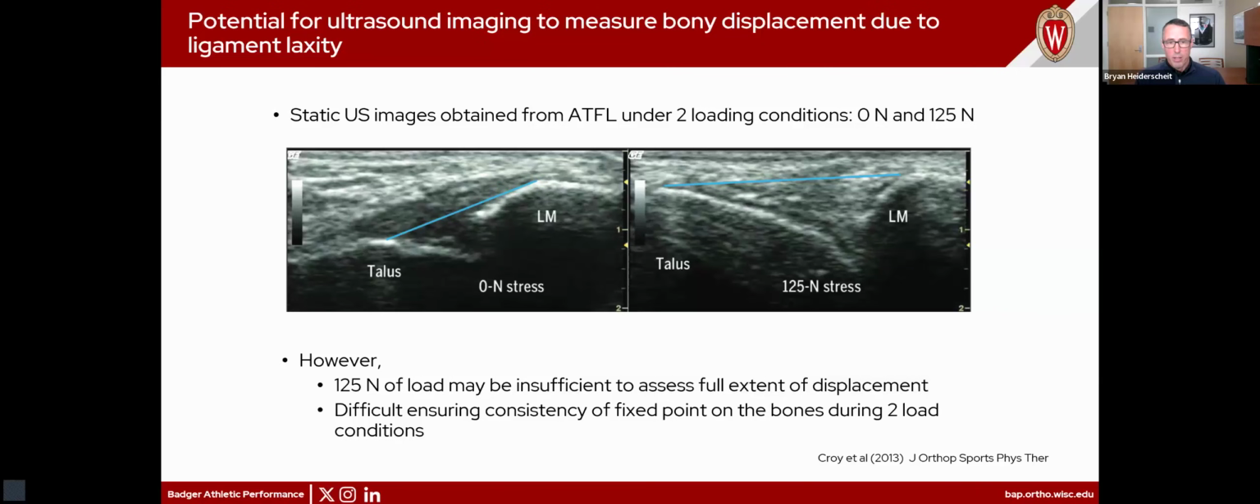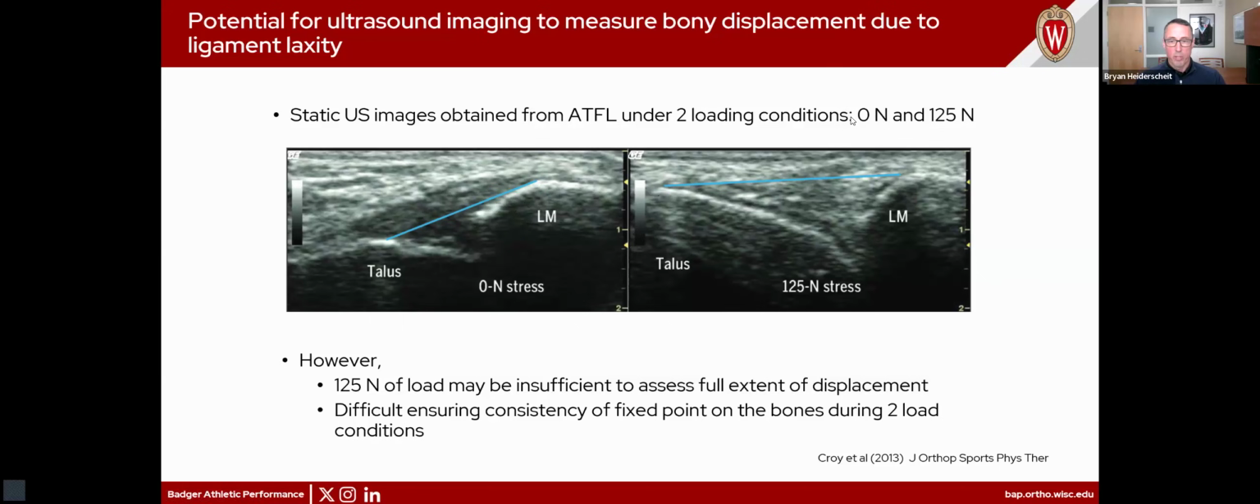a decade ago that did utilize loading of the structure between the lateral malleolus and the talus, so loading the ATFL under two fixed loading conditions. One was a no load condition, where 0 Newton stress was applied, and they drew the distance between a point on the talus and a point on the lateral malleolus. They looked to see how that changed if we then took that same structure and put it under a 125 Newton stress, or load rather. And so now we can see the amount of displacement of the ATFL in the no load versus load scenarios. Does that allow us to reflect what the examiner identifies during their graded tests?